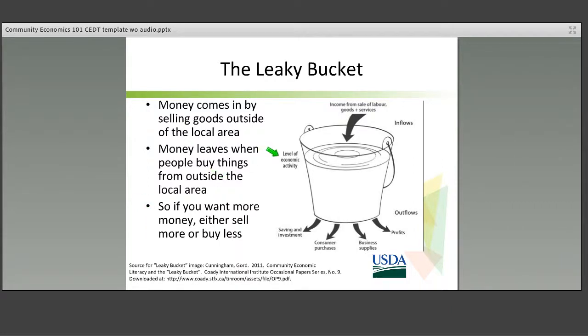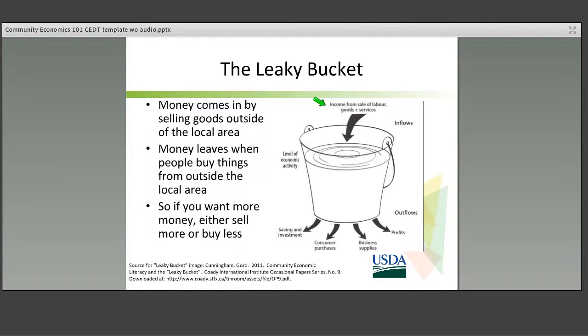And so you can think about that through savings and investment, reducing the outflows that way, through reducing consumer purchases, business supply purchases, or the sending of profits outside of the community. Or you can just sell more, increase the income from sale of labor, goods, and services into the community. And it's sort of a tried and true way of conceptualizing the local economy. It does have some shortcomings that I'll talk about in a minute.